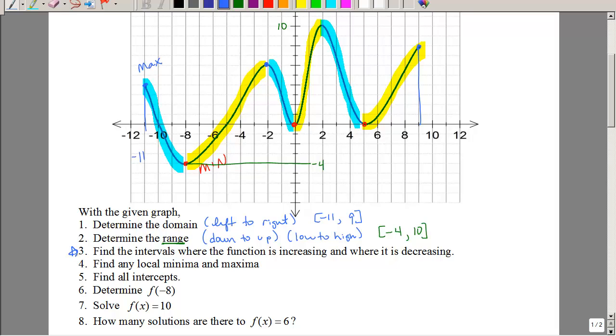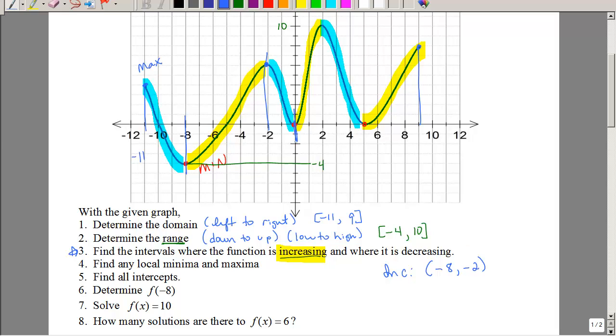Now, find the intervals where the function is increasing and where it is decreasing. Well, remember our increasing are the parts in yellow. Well, how do I write that? Okay, so increasing. We want to start here from -8 to -2. And we use open parentheses because at those endpoints, it's neither. That's where you get those maximums or minimums.